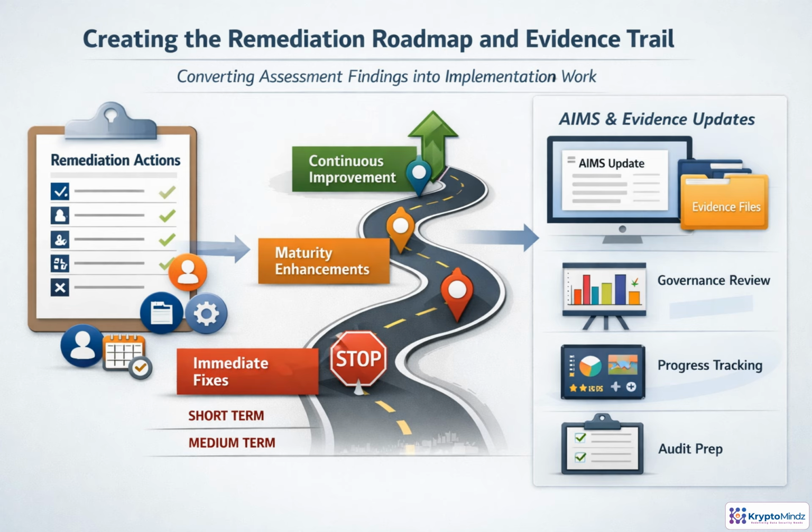Prioritize the roadmap in phases. Immediate certification blockers in the first 30 days, maturity improvements over the next 31 to 90 days, and longer-term continuous improvement after that. As work closes, update the AIMS documentation and evidence pack. Progress should be reviewed through governance meetings, dashboards, management review inputs, and internal audit preparation.